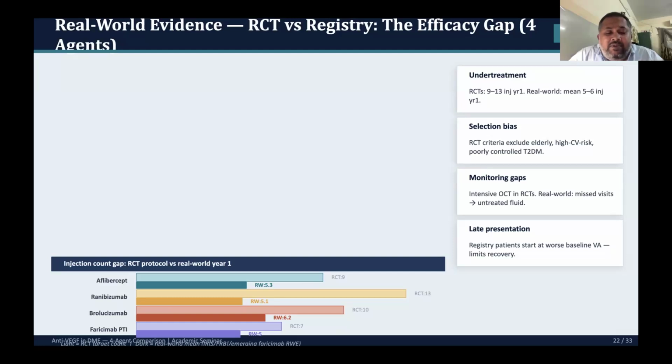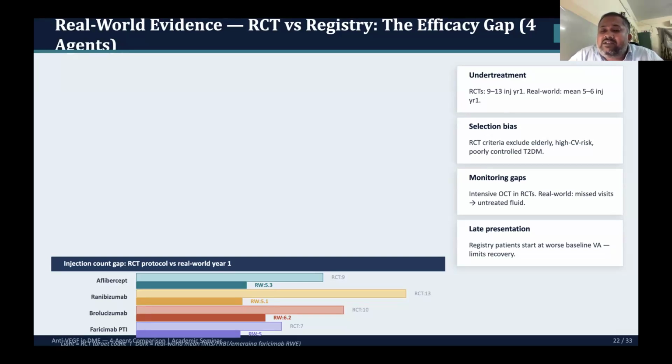And for ranibizumab, based on the randomized clinical trials, we might need 13 injections in that first year. But in reality, we might end up giving 5.1 injections on an average. For brolucizumab, again, that burden might be 10 based on the trials, but we might end up just giving 6.2. For faricimab, again, we might require 7 in the first year, but in the real world, not more than 5. So there is under treatment, there's a selection bias.